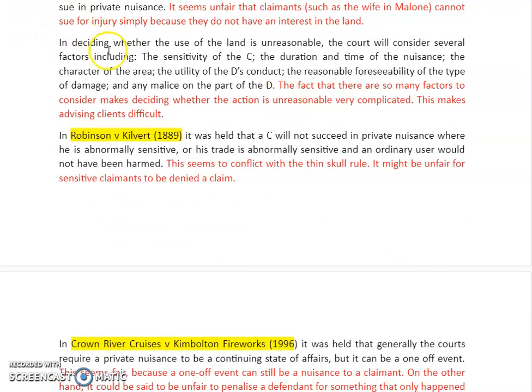In deciding whether the use of the land by the defendant is unreasonable, the court's going to consider several factors, including the sensitivity of the claimant, the time and duration of the nuisance, the character of the area, any utility of the defendant's conduct, the reasonable foreseeability of the type of damage, and any malice on the part of the defendant. And the fact that there are so many factors there to consider makes deciding whether the action is unreasonable very complicated for the courts.